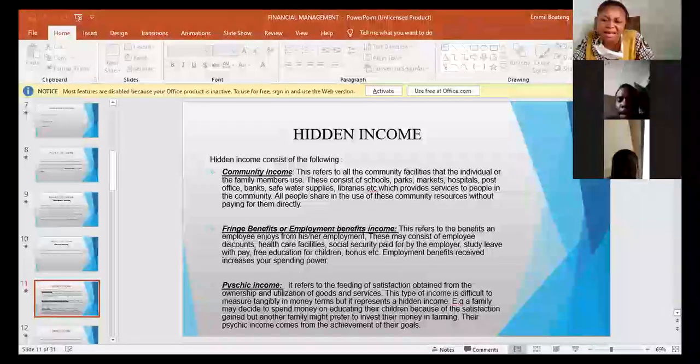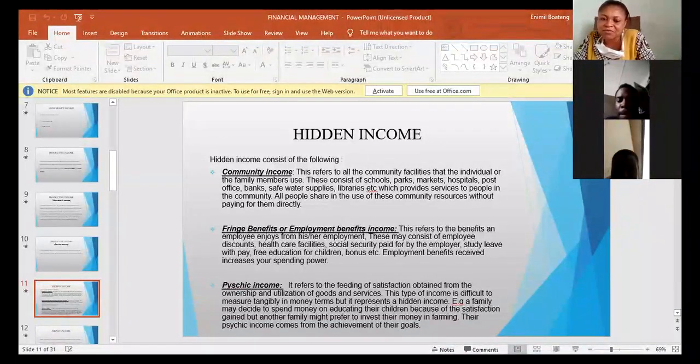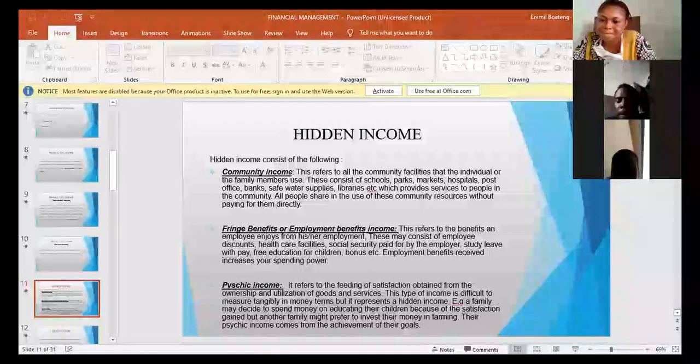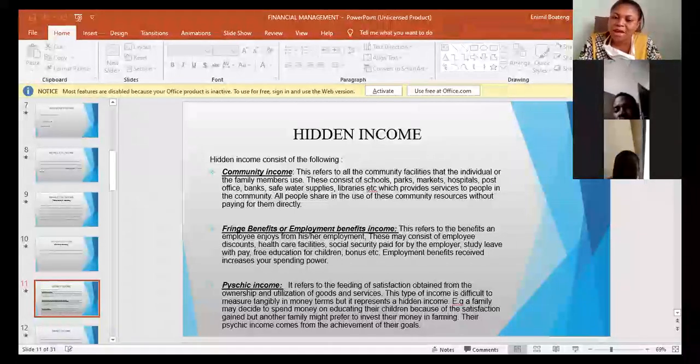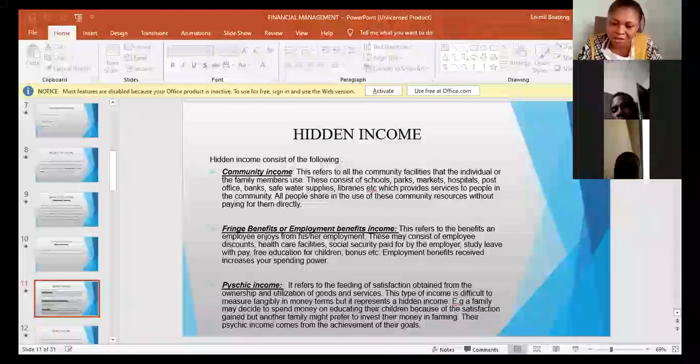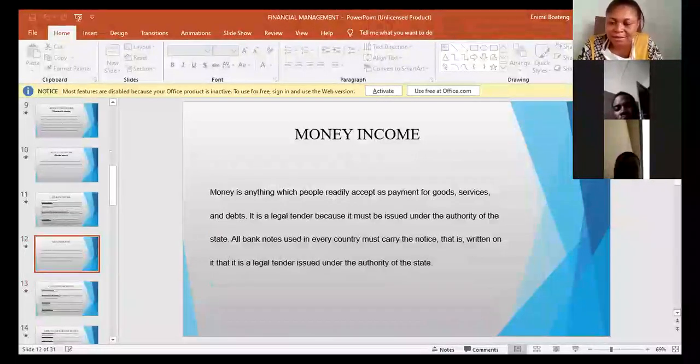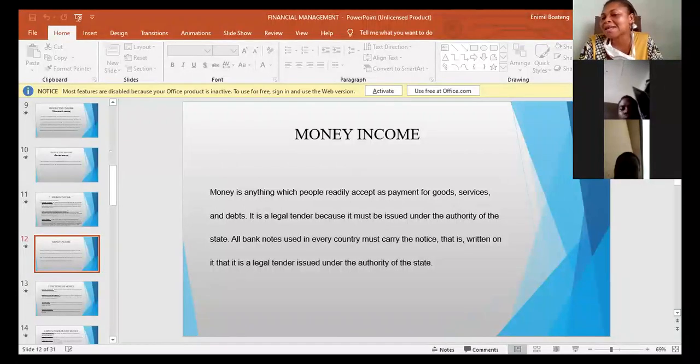So with the psychic income, you can't really measure it. It varies from one person to another. Is that clear? Yes. Okay. So with the hidden income, we spoke about community income, fringe benefits, and then psychic income. I hope you can remember under non-money income.